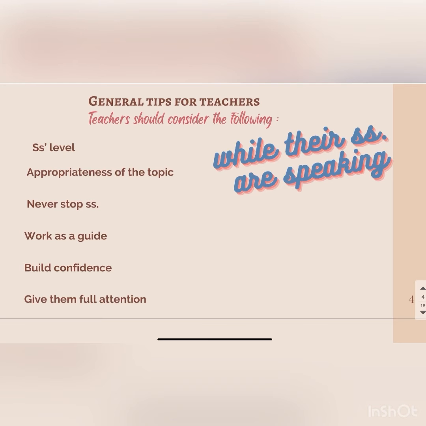Number six, give them full attention. Give them the attention they need to continue speaking, by giving them the feeling that you are listening carefully and you are interested in what they are talking about, so they will feel secure and they will generate more sentences of their own.